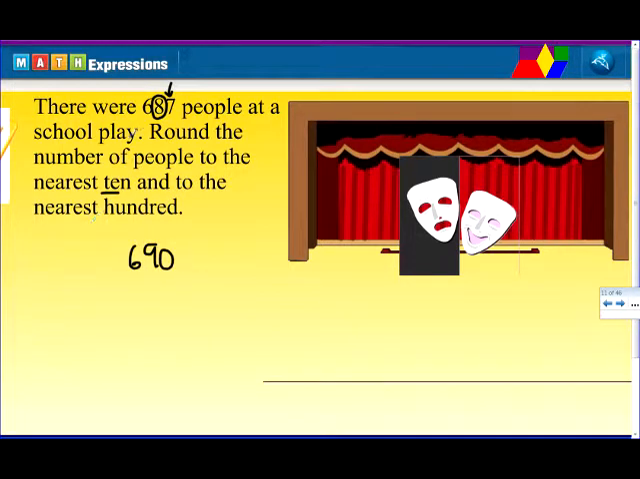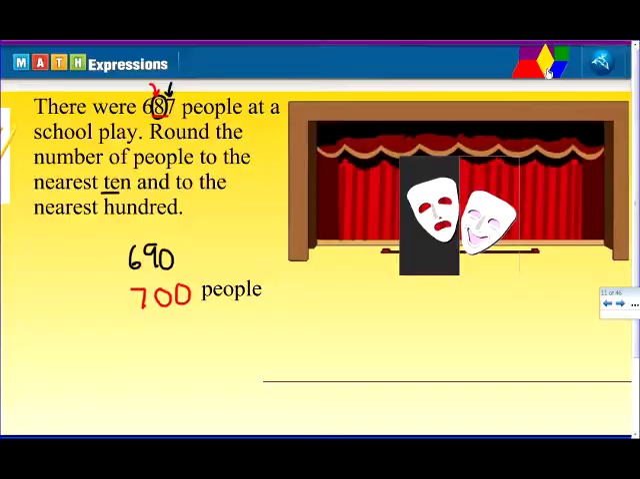If we do the nearest 100, we now have to look at that tens place. When we look at the tens place, we look to see if it is 50 or greater. If it's 50 or greater, then we're going to round up. If it's 40 or lower, then we round down. So are we going to round up or down? We're going to round up. About how many people went to the play? 700 people. A good warm-up activity for us.